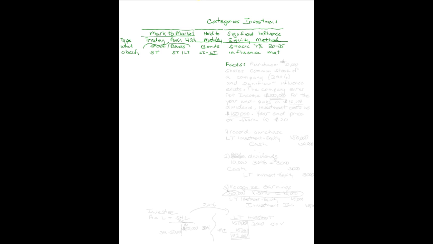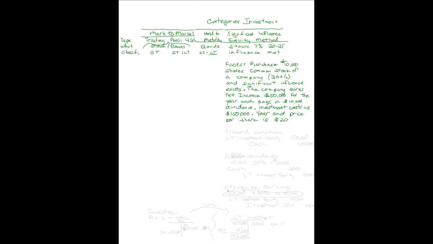How about some facts? Shall we get some going? So here's our facts. We purchased 10,000 shares of common stock of a company, 30%, and it's deemed that significant influence does exist. 20 to 25% is just an earmark, but we're saying it exists in this case. The company that we purchase earns net income in the amount of $50,000 for the year, and they pay a dividend of $10,000. This investment costs us $150,000, and the year-end price per share of this investment is $20,000.